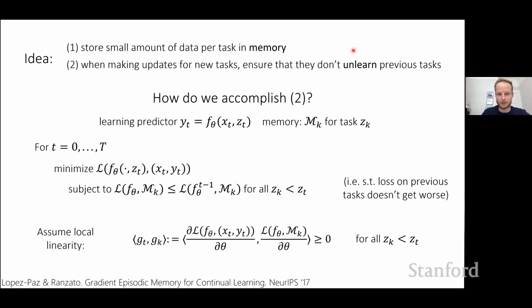In addition, what the authors do, they assume local linearity, and then they can actually compute this inner product between the gradients on the current task as well as on the previous task, and if that inner product is greater than 0, then we should be good. And then they formulate it and solve it as a quadratic problem.